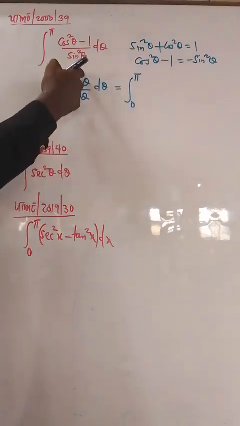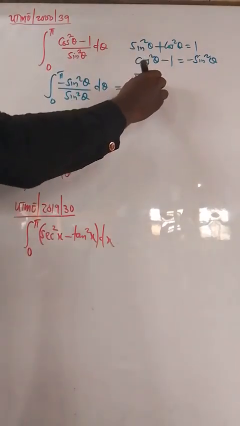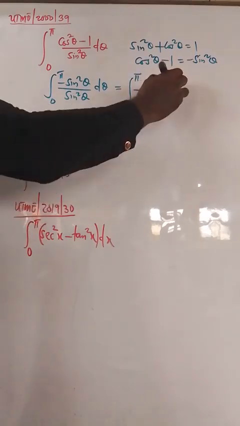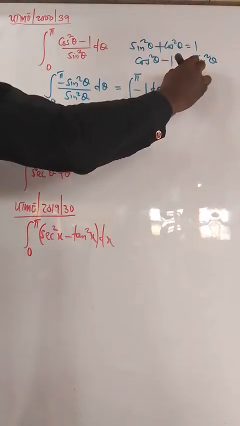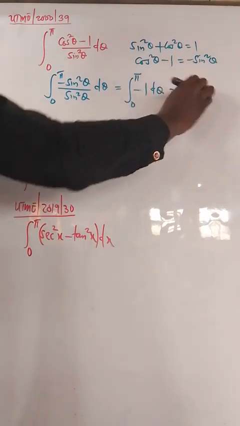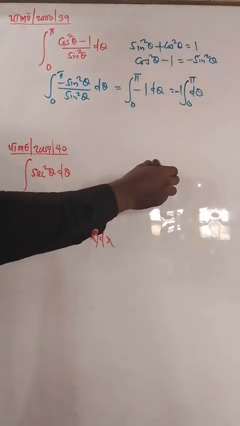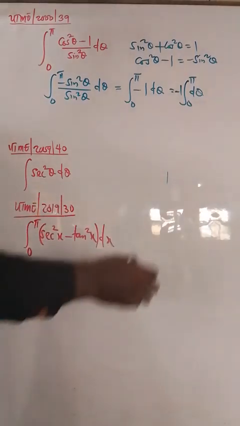We have sine square theta over sine theta, which is 1. So we have minus 1 d theta. We can just bring the 1 out: minus 1 d theta. So what's the integral of d theta? The answer is theta. For example, if I ask to integrate 1, I can write 1 with respect to x.